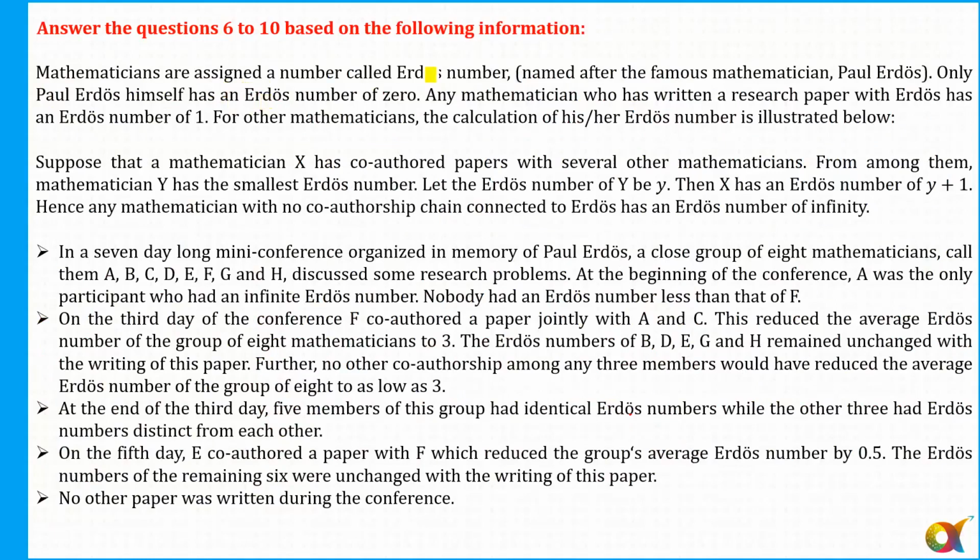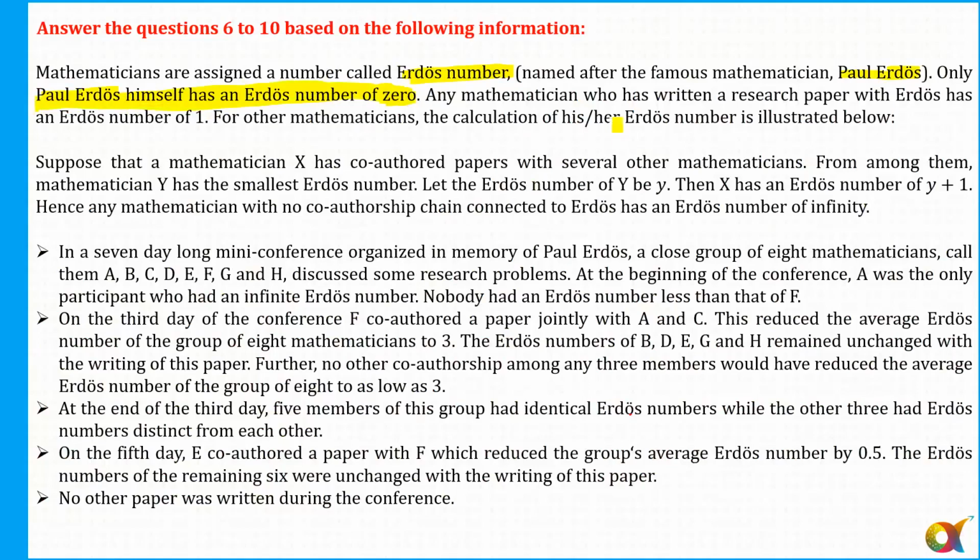Mathematicians are assigned a number called the Erdos number, named after the famous mathematician Paul Erdos. Only Paul Erdos has an Erdos number of 0. So among all the mathematicians, there is exactly one person for whom the Erdos number can be 0, and that person is Paul Erdos himself. For every other person, the Erdos number is more than 0. It cannot be equal to 0.